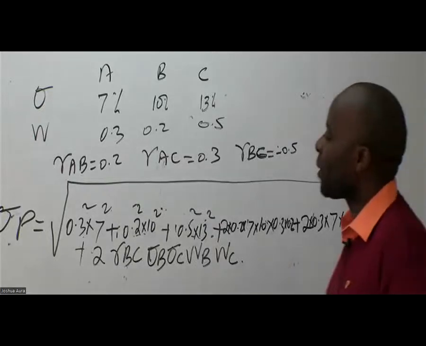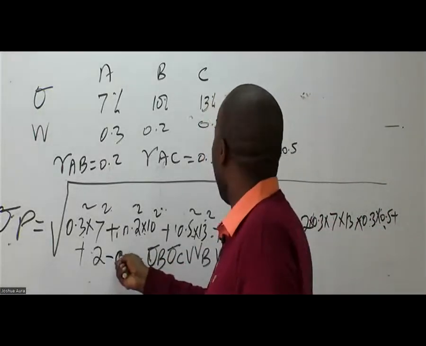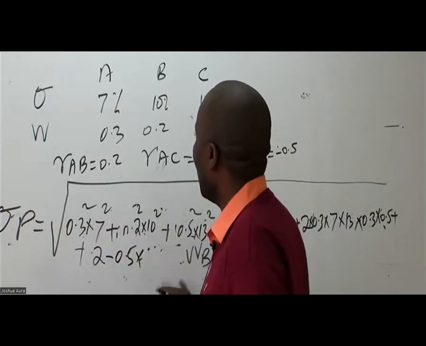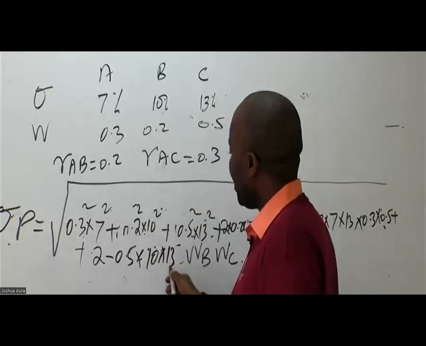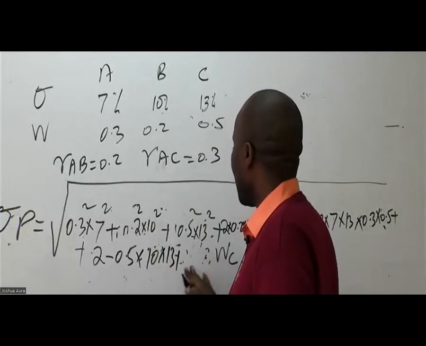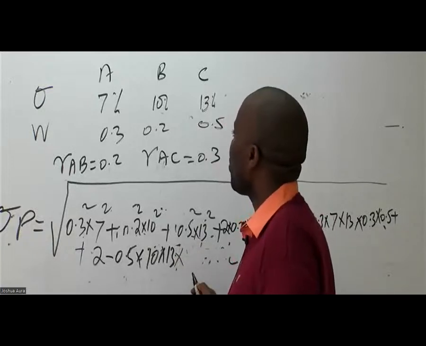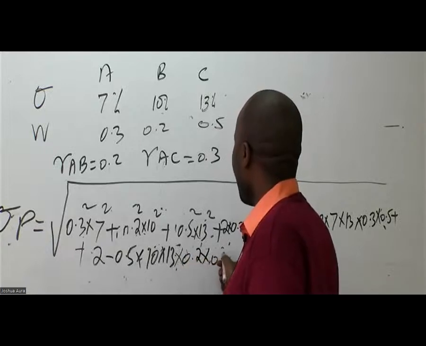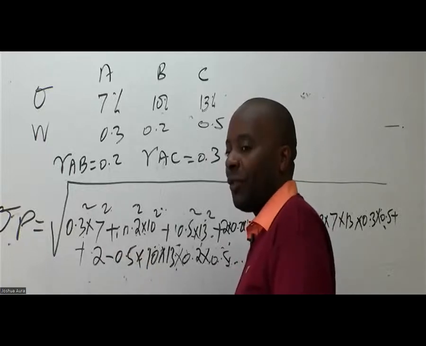Plus, come here, 2 RBC. RBC itself is negative 0.5. Multiply this by standard deviations B and C, which are 10 and 13. So we have 10 times 13 times weight of B, 0.2, times weight of C, which is 0.5. I'm so sure most of us may have missed out this negative.